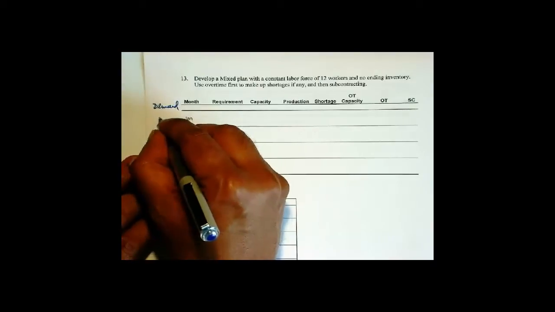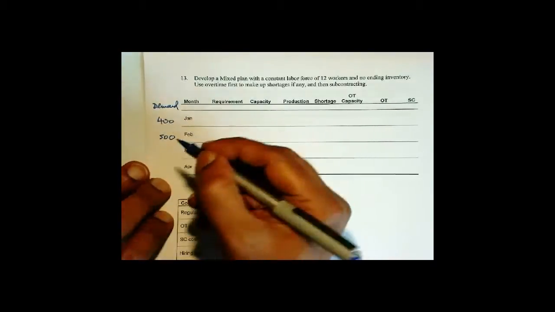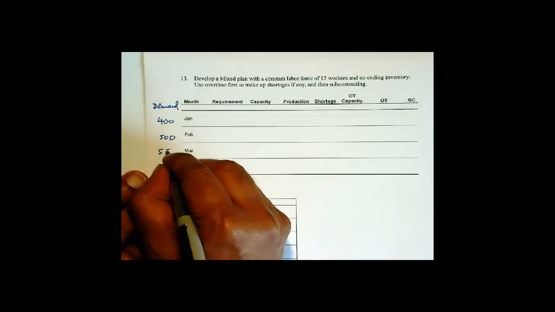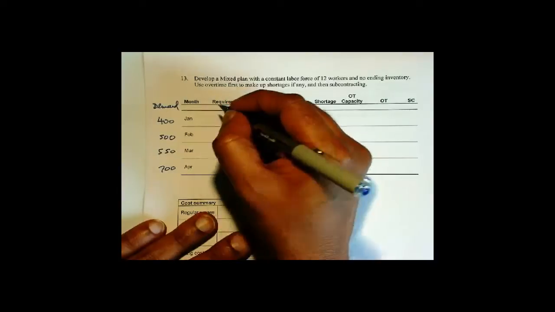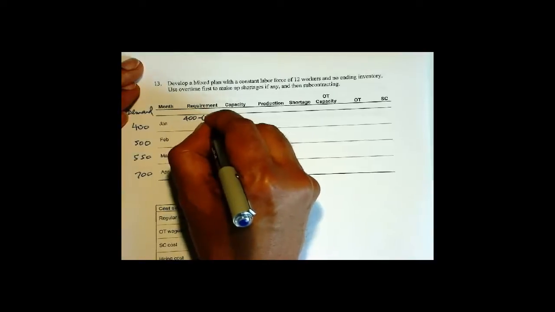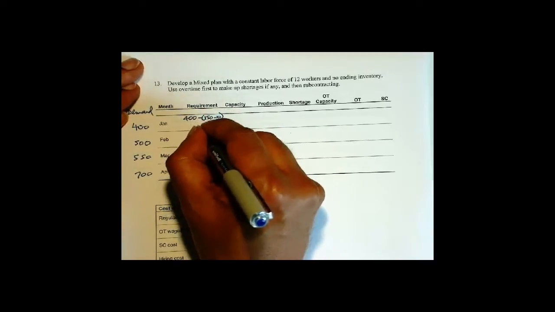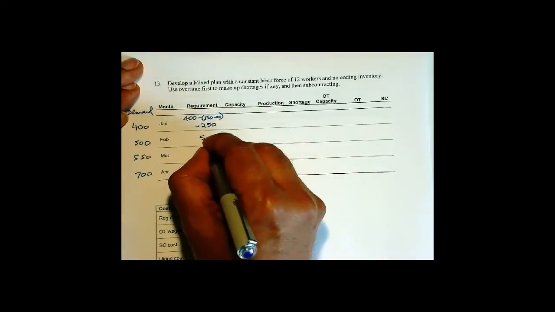These are given, of course, 400, 500, 550 and 700. So the requirement for the first month is 400 minus 150 minus 0 is 250. For the rest of the months, it is the demand.